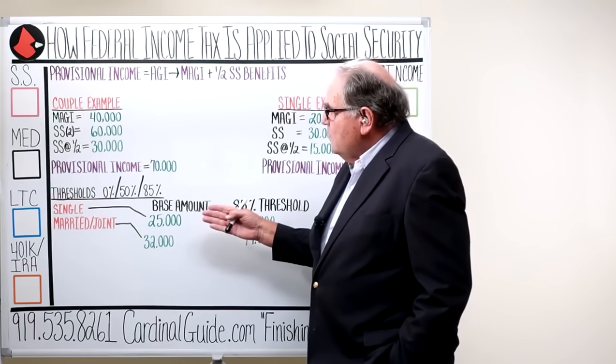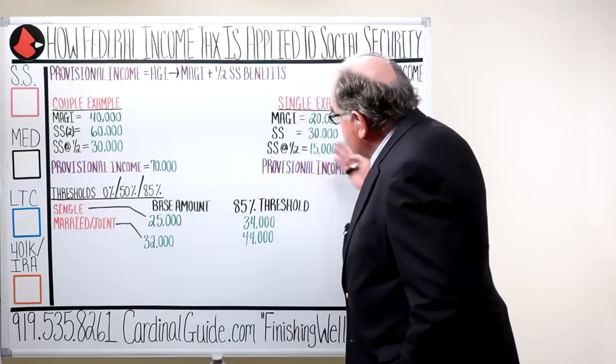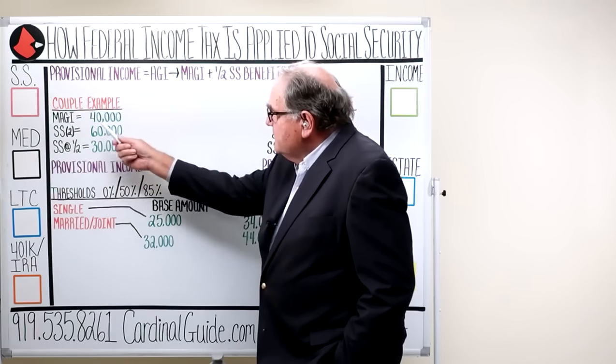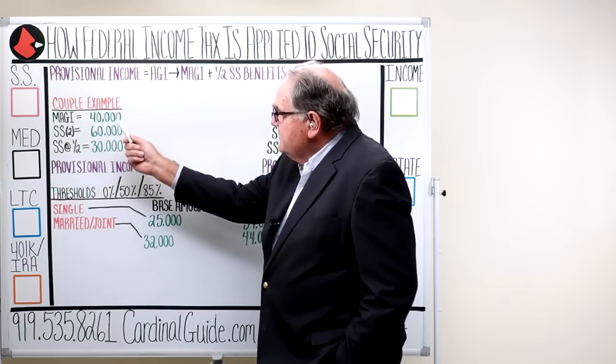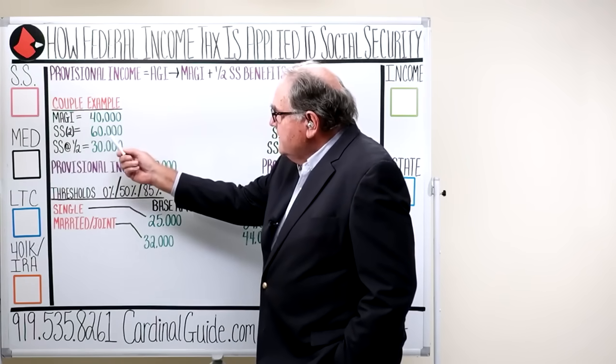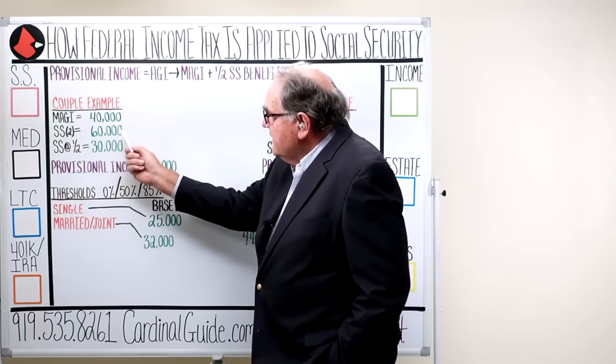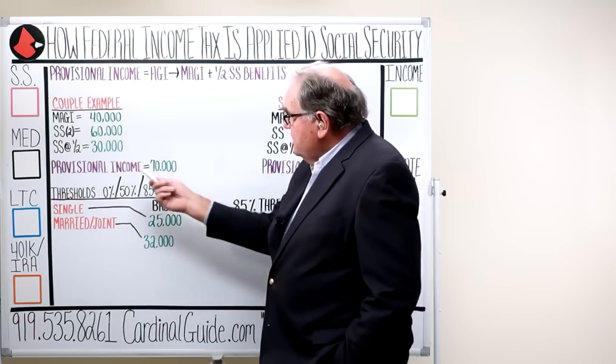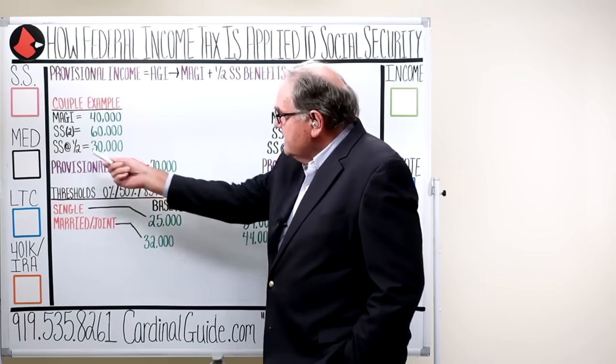And so what we've done is we've created a couple of examples. We have a couple whose other income is 40 grand. Their modified adjusted gross income is 40 grand. Their Social Security is 60 grand. So this couple really makes 100 grand, but their provisional income is 70 grand because of the half of the Social Security.